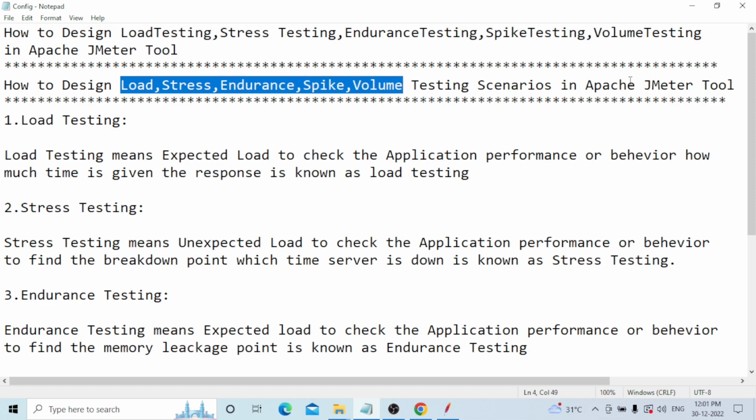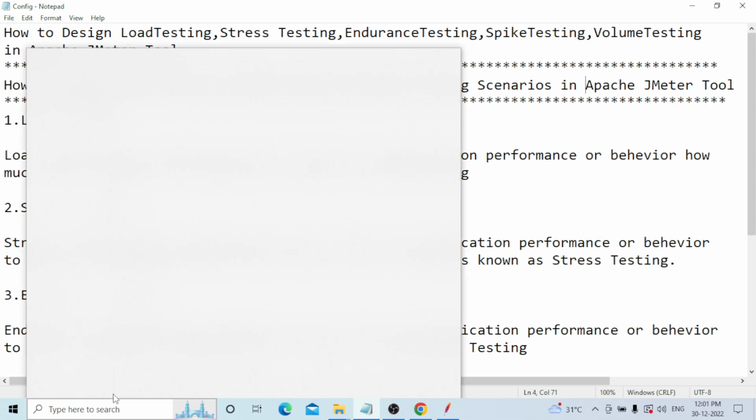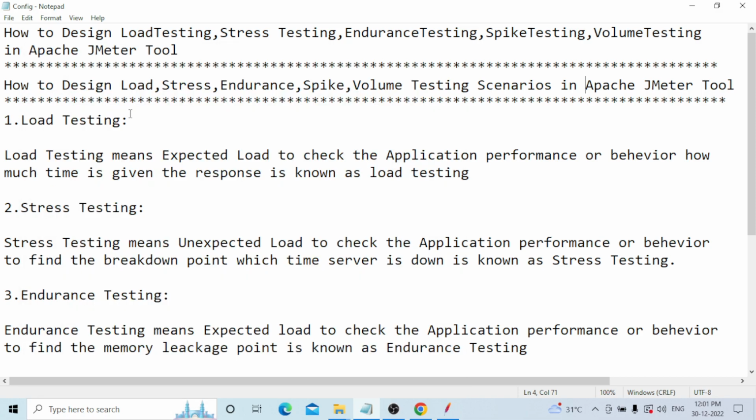In the Apache JMeter tool, what are the elements or plugins you need to use to design these tests? How do you need to design them? That is our first topic. First of all, you need to understand why you need to run a specific test, what you need to design and run, and what you need to achieve.